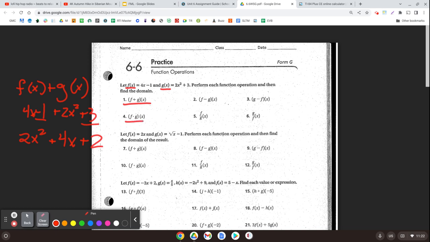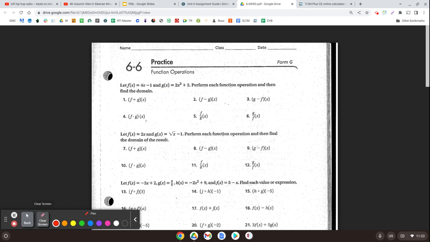This is f of x times g of x. So let's do number 4 real quick. For number 4, we can't forget to FOIL. So it's going to be 4x minus 1.